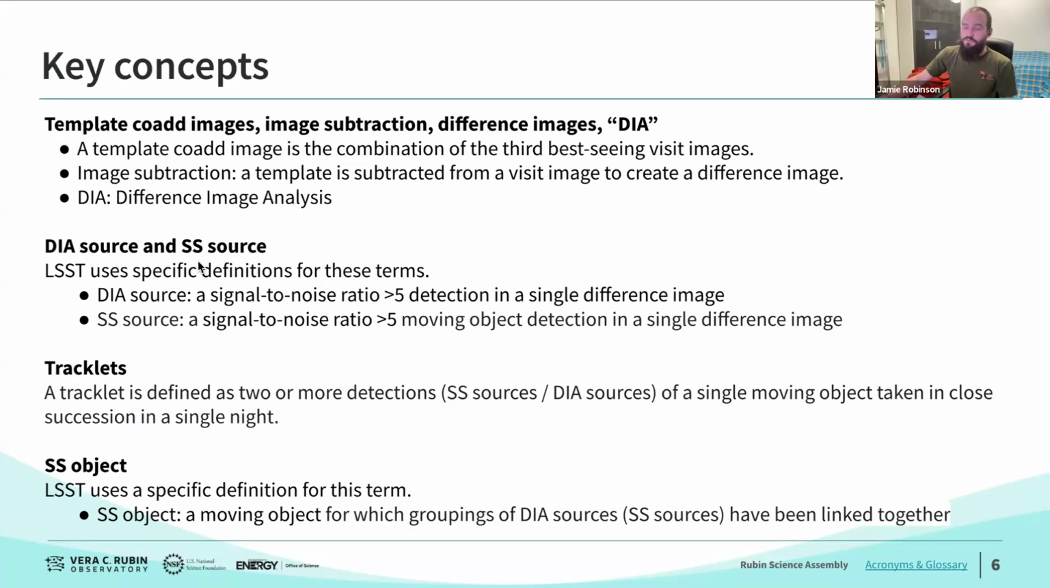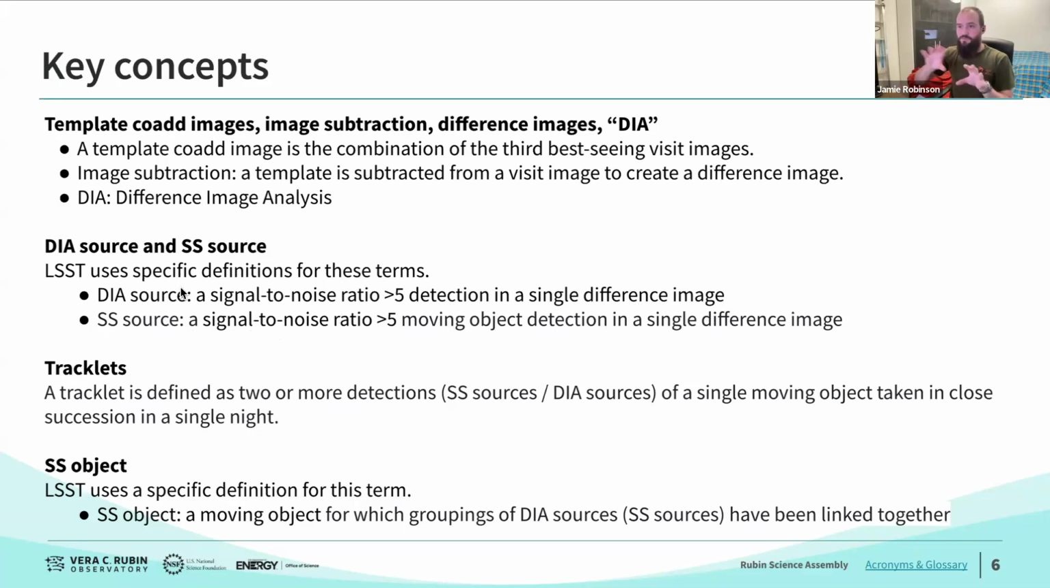And then in terms of the sources that are detected in each of these visit images, specifically DIA source, difference image analysis source, that's any detection made in that new visit image with a signal to noise ratio greater than 5. Noting that that is in this difference image flux space. It's not like a sky visit image flux space, it's in the difference image flux. And then specifically SS source, that stands for solar system source, signal to noise ratio greater than 5, moving object detection in a single difference image.